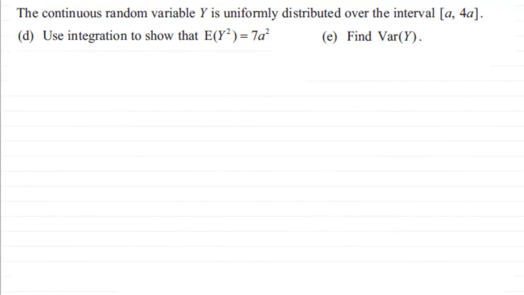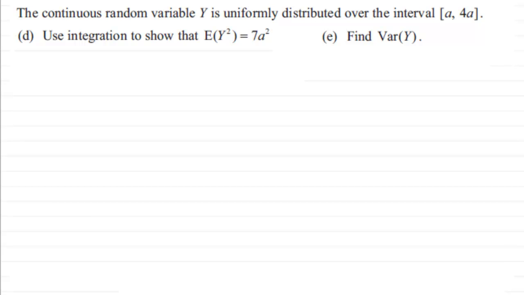Hi. Now, in this example, we've got the continuous random variable Y uniformly distributed over the interval a to 4a, and we've got to use integration to show that E of Y squared equals 7a squared, and then go on to find the variance of Y. If you haven't done this already and you want to have a go, just pause the video.